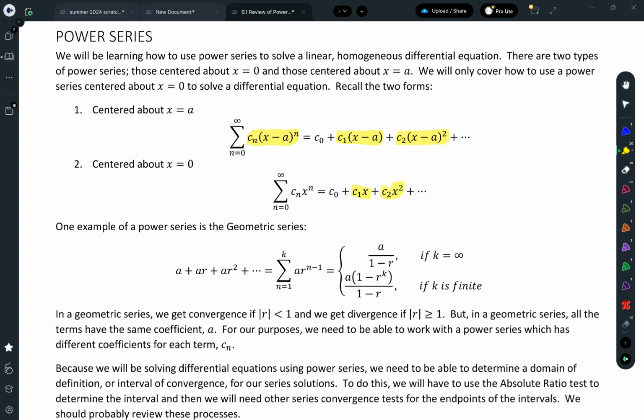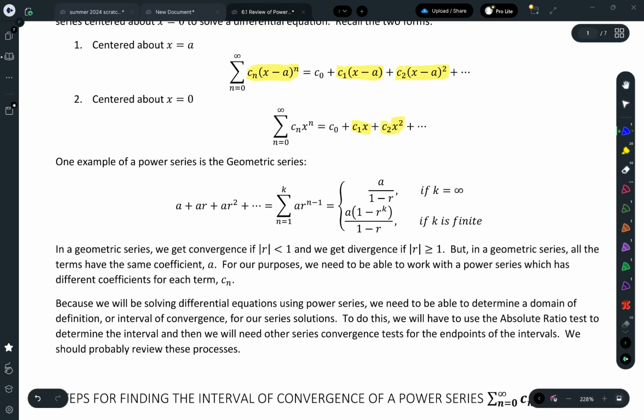We're going to focus on those series, the ones centered about x equals 0. And we'll use those later in order to solve differential equations. But in the meantime, we have to talk about a special series, and then we need to review all of our convergence techniques and all of those things.